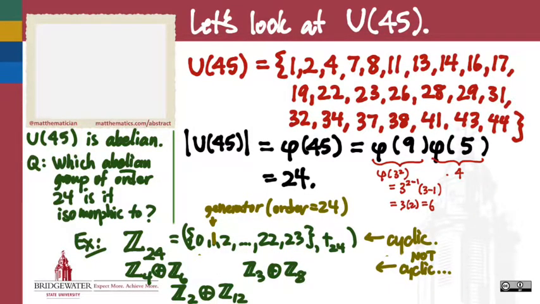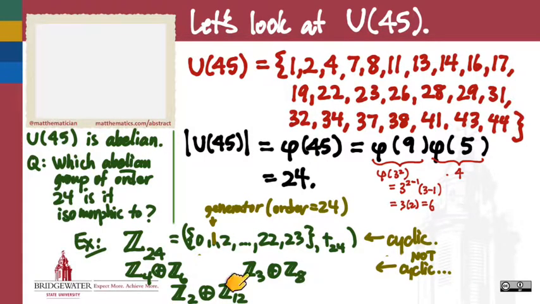So what can you tell me about Z3 direct product Z8? Let me ask this first: does it have an element of order 24? Yes. What would that element be? What's an example as an ordered pair? How about 1, comma 1? Right. That 1 in Z mod 3 has order 3. The 1 in Z mod 8 has order 8. And so the ordered pair has order equal to the least common multiple of 3 and 8, which is 24.